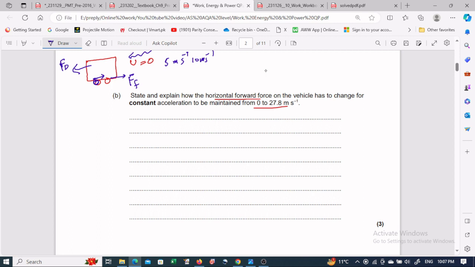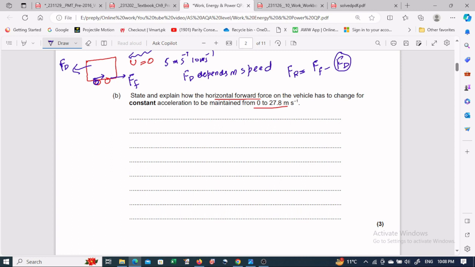This drag force depends on speed. As you increase the speed from 0 to 5 to 10, this drag force increases. So the resultant force must decrease, because the resultant force is equal to the forward force minus the drag force. This forward force is the average force that we have found. So the resultant force must decrease due to the action of the drag force, because drag force is opposite to the forward force.